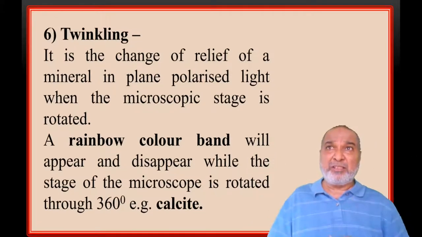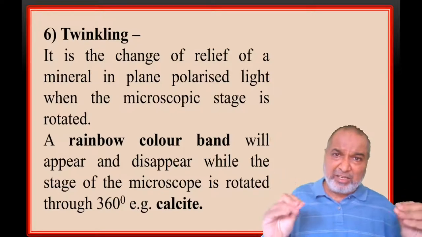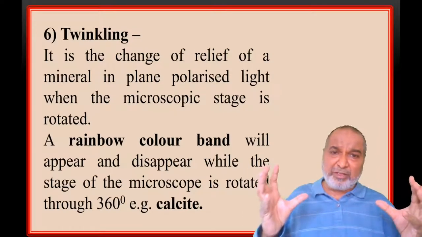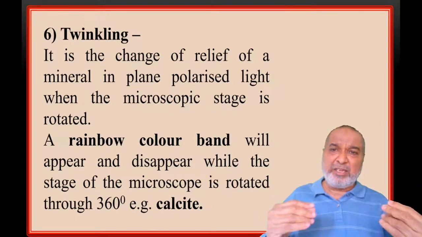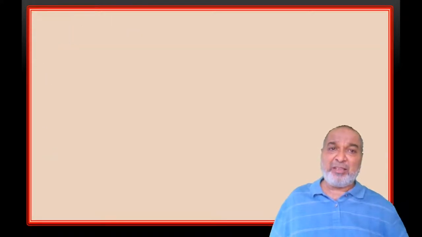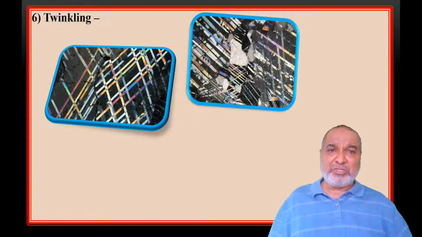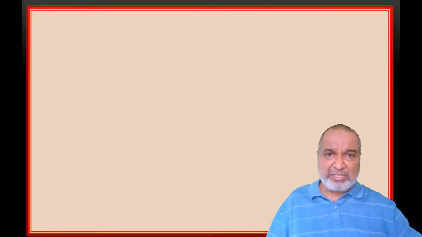For example, in the night, if you look at the sky, you see the stars blinking. So what is happening here is the same thing. As you rotate the stage, whatever rainbow color bands are there, they appear and disappear. So this looks like a blinking star. That is called the twinkling property, and it is only shown by the calcite mineral. You can see now these are the two slides which I have been showing you. Here we have the rainbow color bands. As you rotate, they appear and disappear.